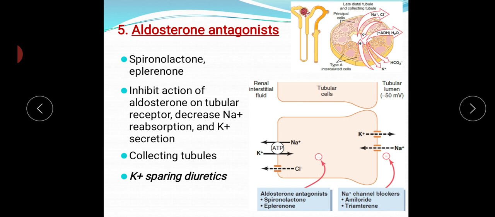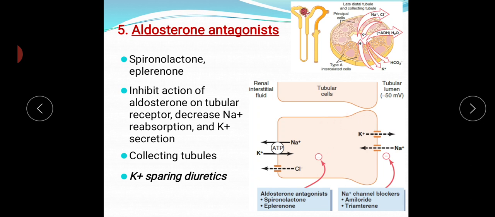So this is the principal cell in the distal tubules and the collecting duct, where there is a reabsorption of sodium and the secretion of potassium, as you can see here. There are two channels, a sodium channel and a potassium channel, where sodium will be reabsorbed and in exchange the potassium will be secreted into the lumen. These two pumps are dependent on the aldosterone hormone, which has receptors over these cells.